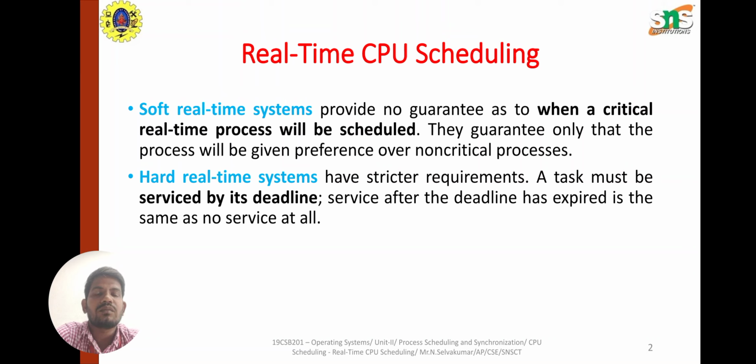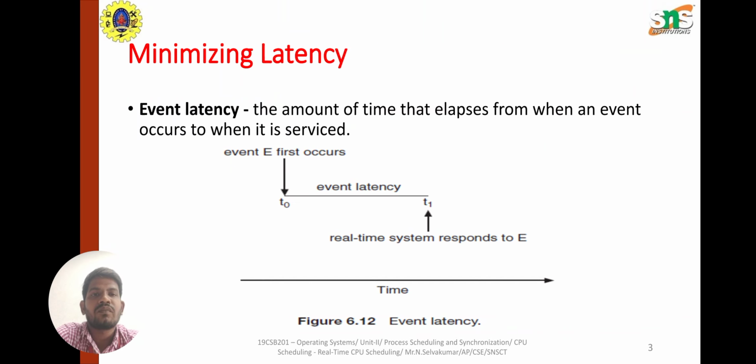A hard real-time system has stricter requirements. A task must be serviced by its deadline. Service after the deadline has expired is the same as no service at all. So, minimizing latency: event latency is the amount of time that elapses from when an event occurs to when it is serviced. In this figure, we have event latency and the real-time system response to event E. Event latency stands for T0 to T1.